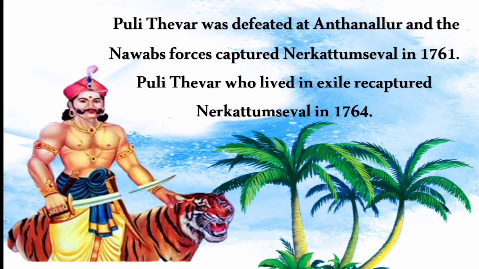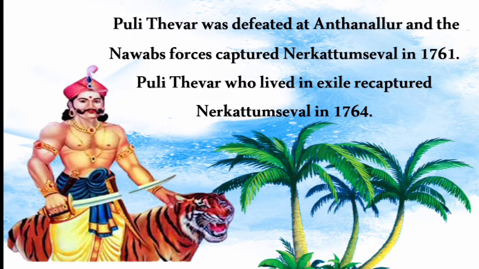Then Pulidevar was defeated at Anandanallur, and the Nawab's forces captured Nerkattum Seval in 1761. Again in 1761, the Nawab's forces along with the British army captured the place. The British forces defeated Pulidevar at a place called Anandanallur and captured Nerkattum Seval.